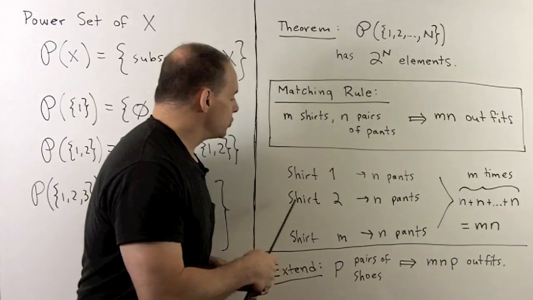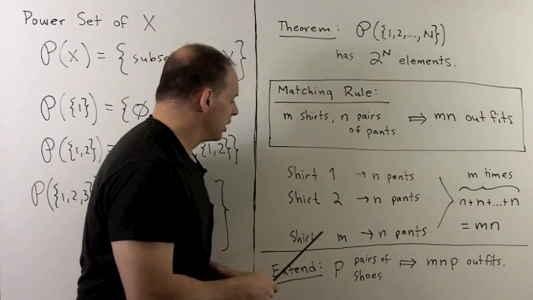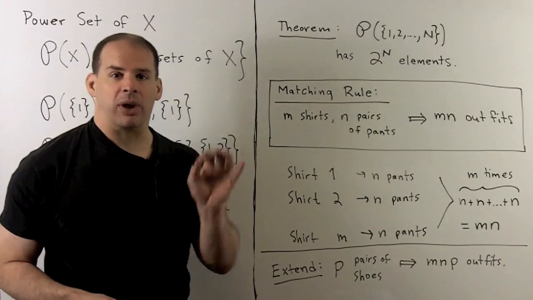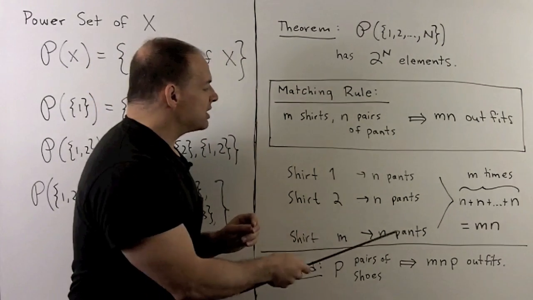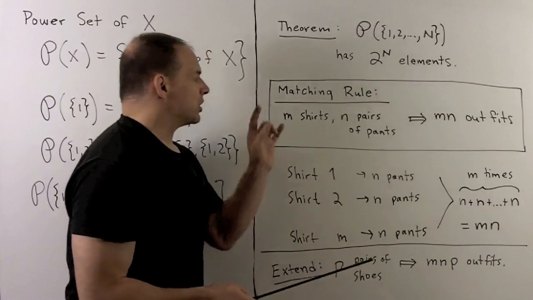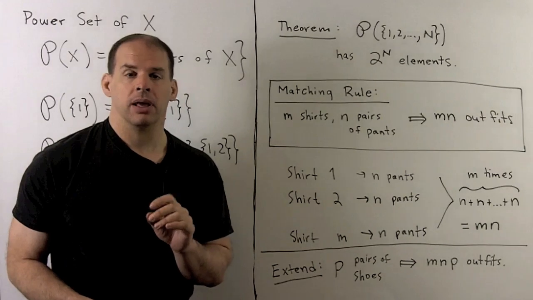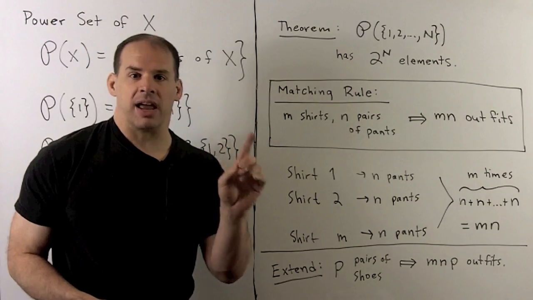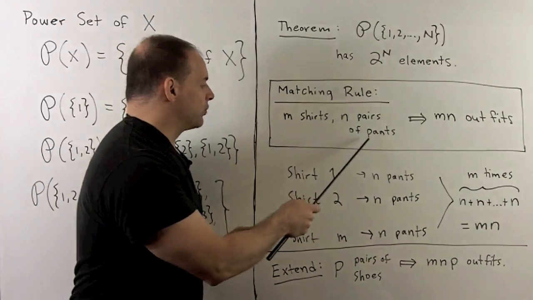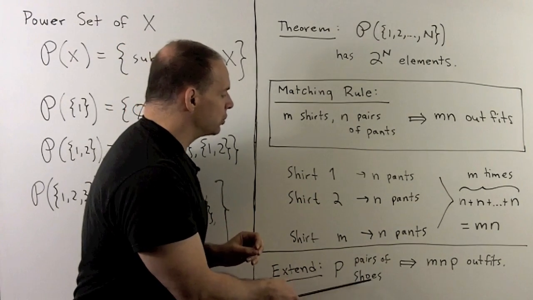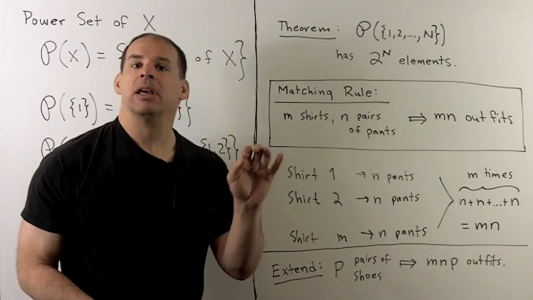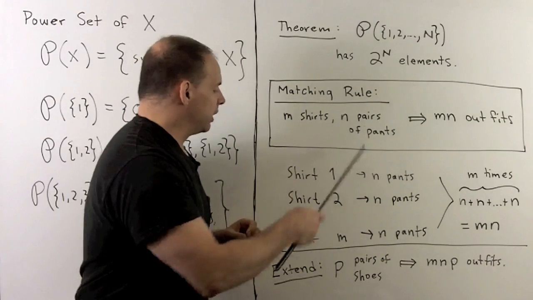Likewise, for every other shirt, so for shirt 2, we'll have n outfits. Shirt m will have n outfits. Now, if we add those up, I want to add n to itself, m times, and that's going to give me m times n. So that's going to give us our matching rule. Another thing to note, if we want to extend this, it works the same way. So if I wanted m shirts, n pairs of pants, and p pairs of shoes, we just multiply. So I'll have m times n times p outfits for these 3 items.